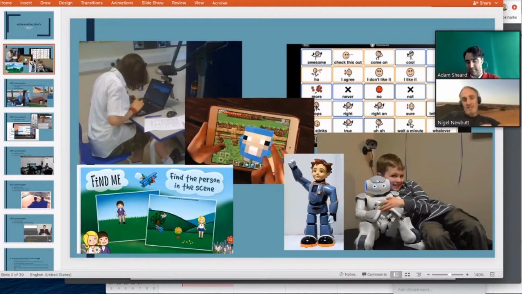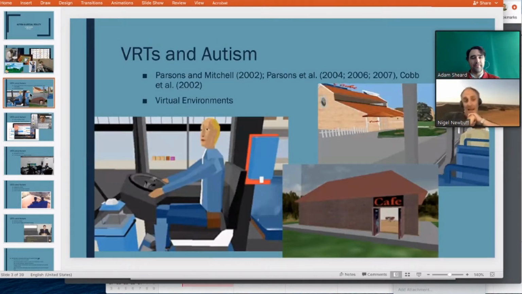Like I say, technology and research in this area has covered everything from virtual worlds to things like Minecraft, things like PECs, simple communication systems you can see on the top right here, right the way through to very specifically designed interfaces for the iPad to help people with things like joint attention and communication, and then to the other end of the spectrum, using devices such as robots. And the initial stages of virtual reality, which is something I'm going to focus on in the work that I've been doing, have been around since the mid-2000s, really.